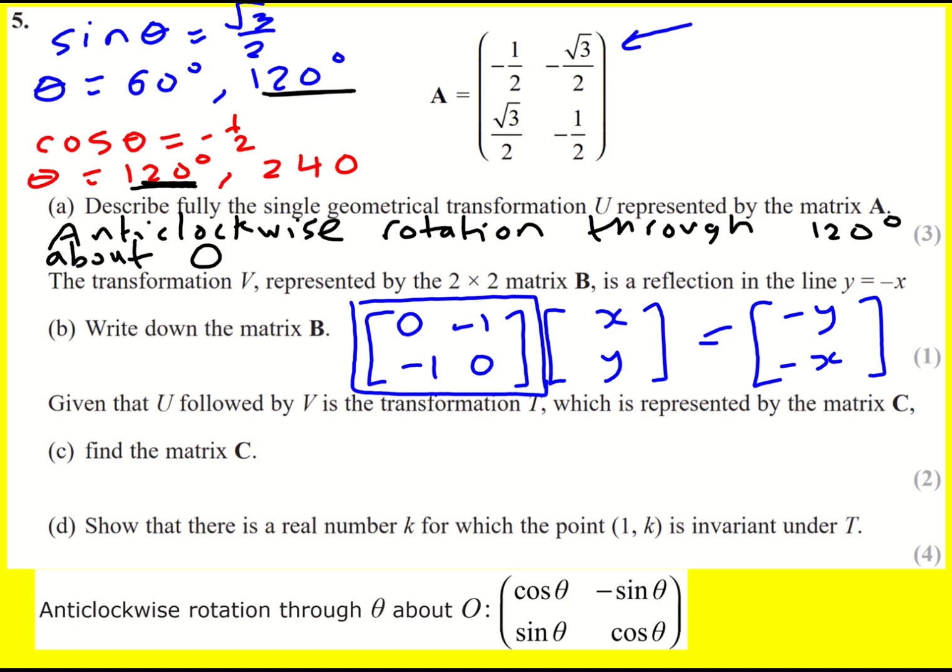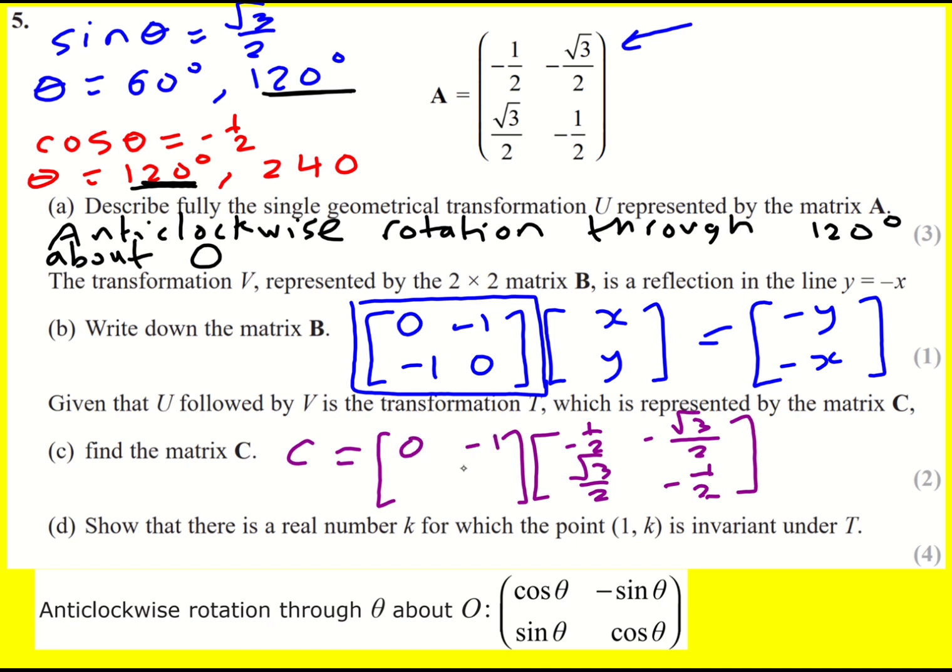Given that U followed by V is a transformation T, which is represented by C, find C. Okay, so it's U first, and that means it's going to be on the right: minus a half, minus root 3 over 2, root 3 over 2, minus a half, because we work from right to left, a bit like with composite functions. And then we're going to apply B, which is 0, minus 1, minus 1, 0.